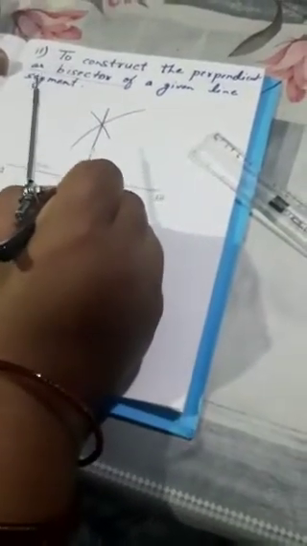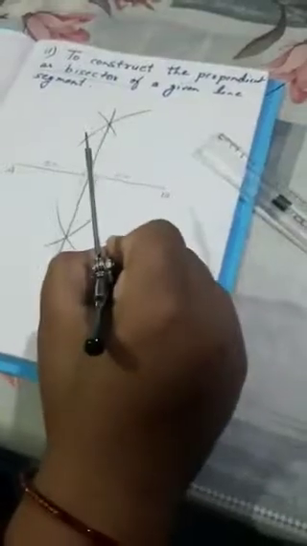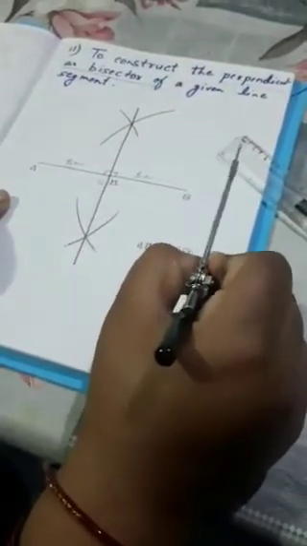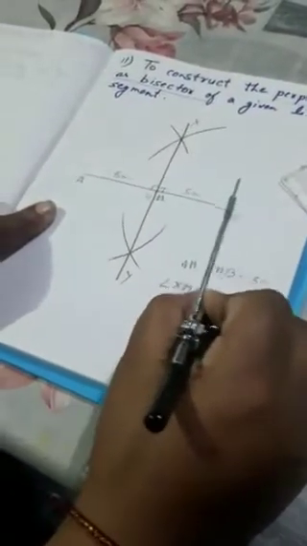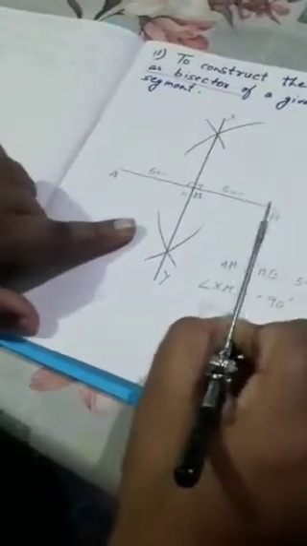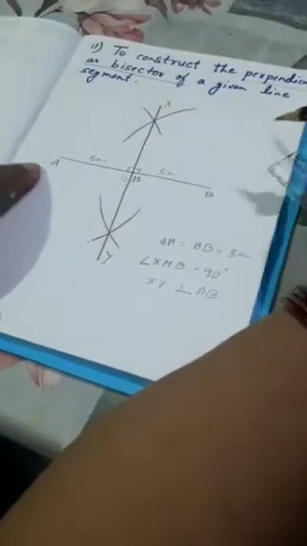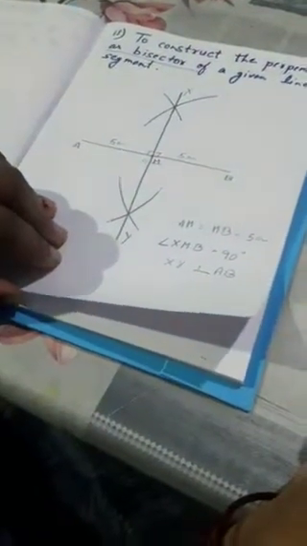This point if you will mark as M, then AM will be equal to MB, both are 5 centimeter. And suppose the name of this line is XY, then we can say angle XMB is equal to 90 degree, or the line XY is perpendicular on AB. So we got a perpendicular bisector of a line AB which is of length 10 centimeter. Now let us move to another construction.